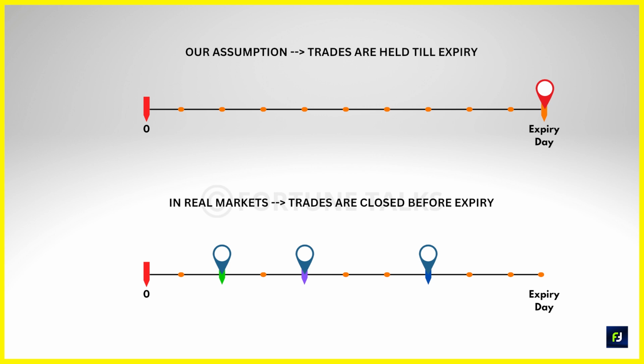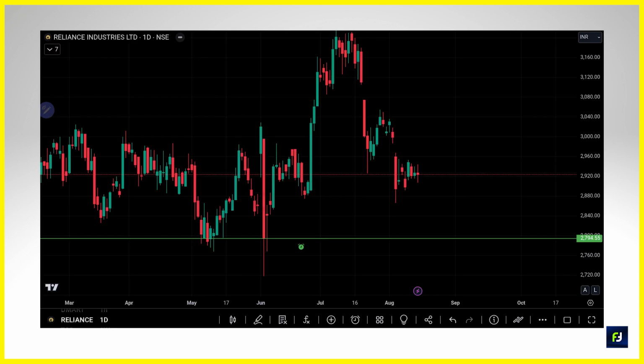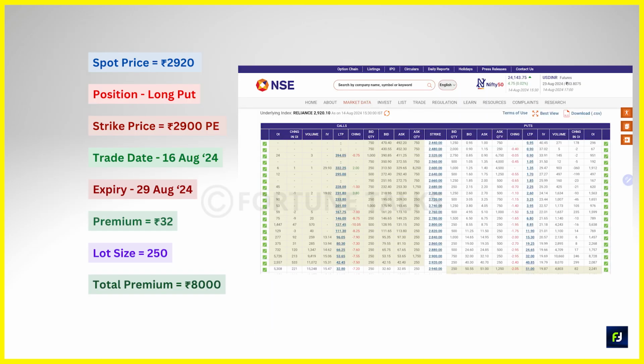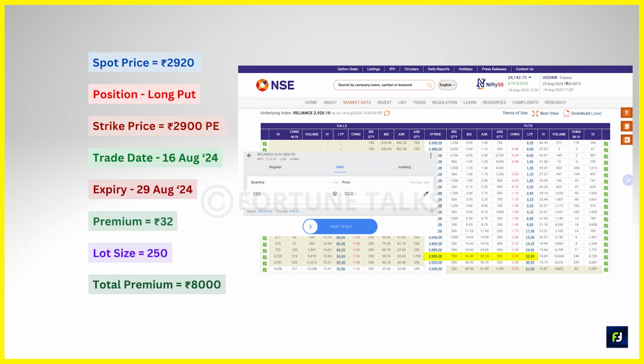However, the calculation of P&L and intrinsic value does matter, and there is an entirely different formula to do the same. To understand this more clearly, let us assume two situations on Reliance put options trade. Reliance is currently trading at 2,920 rupees. You have initiated a long put option trade on 2,900 strike price on 16th August 2024 and the monthly expiry is on 29th August 2024. Now, the premium of Reliance 2900 PE is 32 rupees. The lot size of Reliance option is 250 shares. So the total amount required for this trade is 8,000 rupees excluding the brokerages and charges.